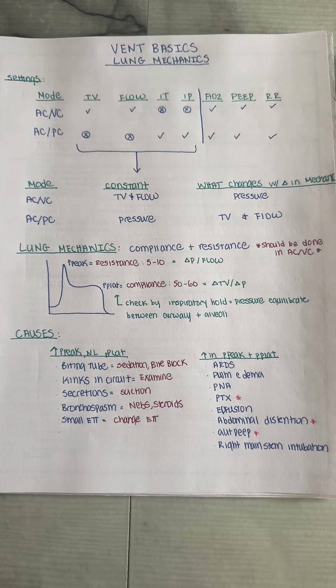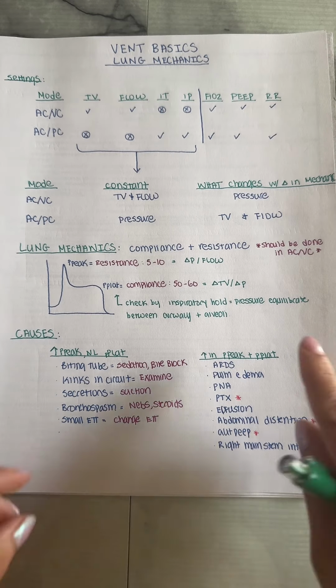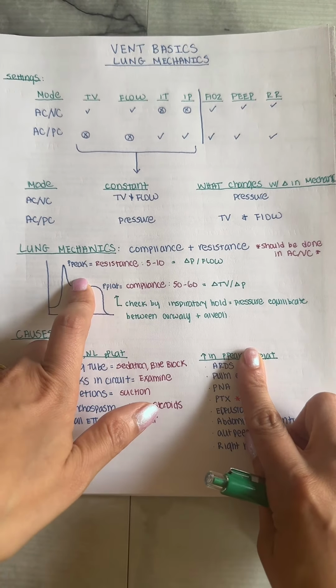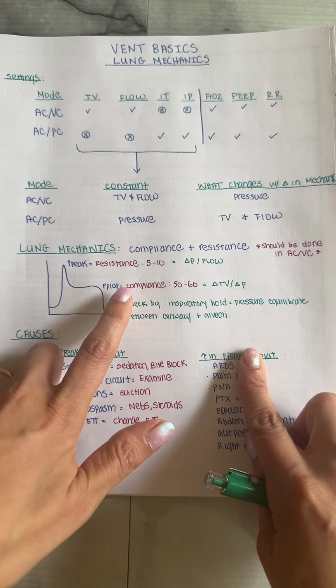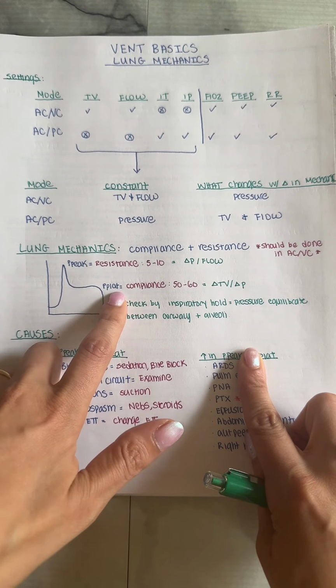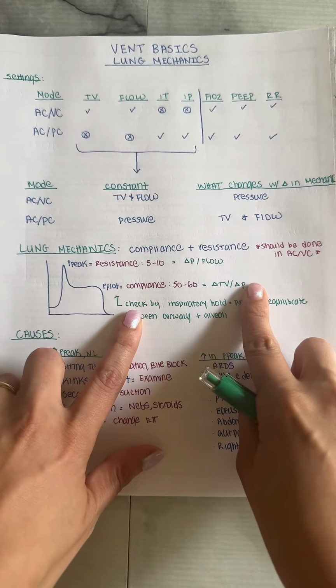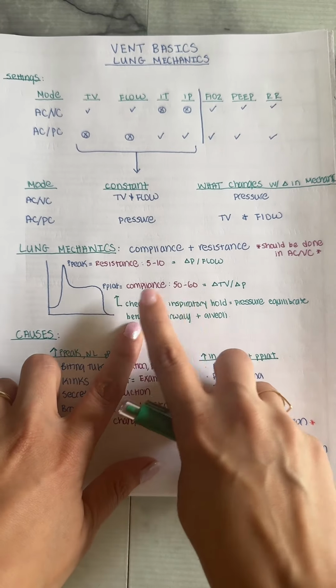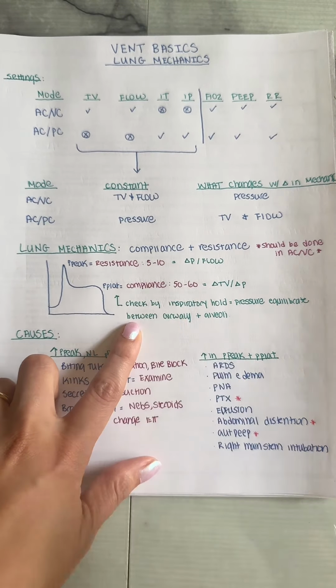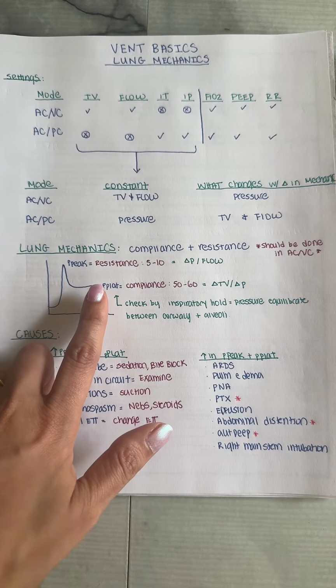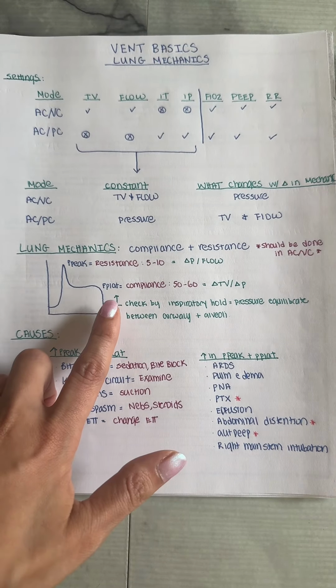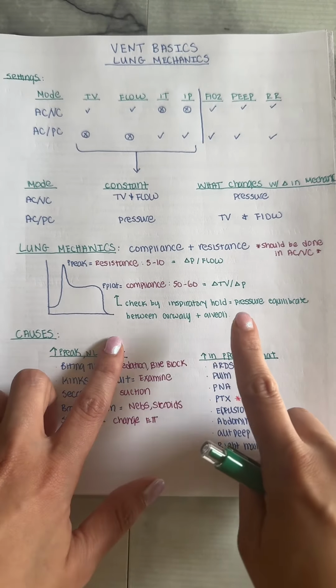Now, when I say lung mechanics, I am talking about compliance and resistance, okay? So our surrogate for our resistance will be our peak pressure, and our surrogate for our compliance will be our plateau pressure. I wrote the equations here for you. I also wrote the normal ranges for resistance and compliance. Now, peak pressure is given to you. Plateau pressure, you have to check by doing an inspiratory hold.